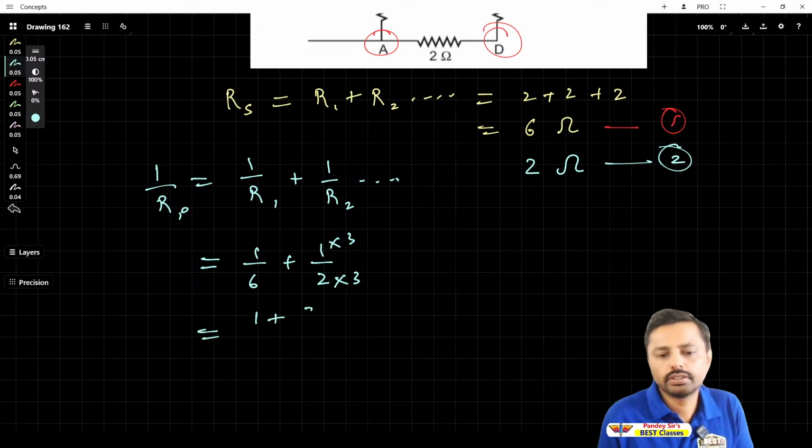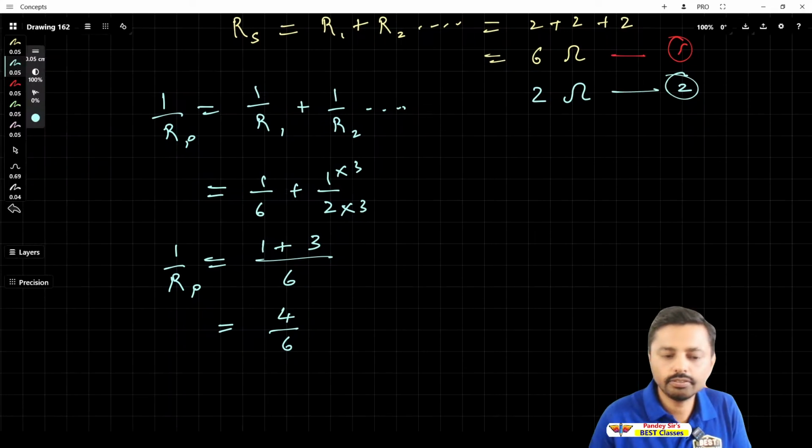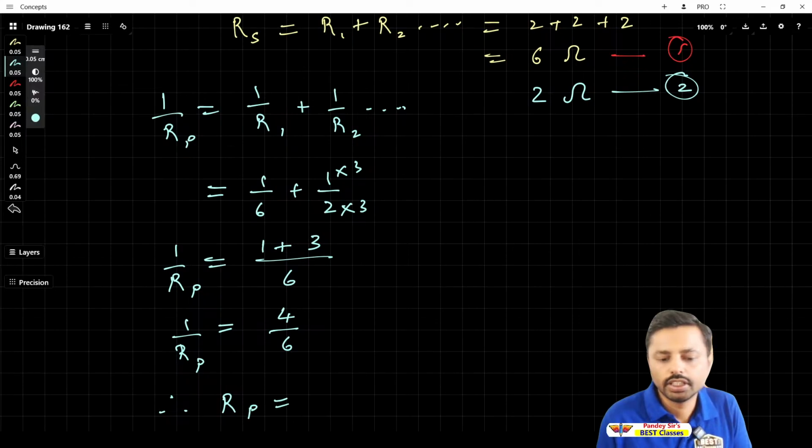So 1 plus 3 by 6 is 1 by Rp. That's 4 by 6. Isn't it the answer? Wrong, because we have to take the reciprocal. It's not Rp, it's 1 by Rp. So let's take the reciprocal. Therefore, resistance in parallel equals 6 by 4.